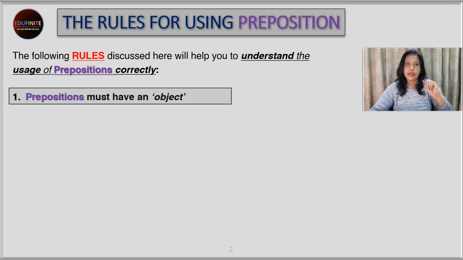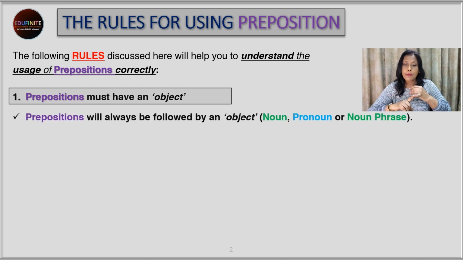So the first one is prepositions must have an object. So that's the first and very important rule. Why? Because prepositions will always be followed by an object. After a preposition, you will always have an object about which the preposition is trying to say. And that object will either be a noun or any word used instead of a noun, that is a pronoun, or any noun phrase.